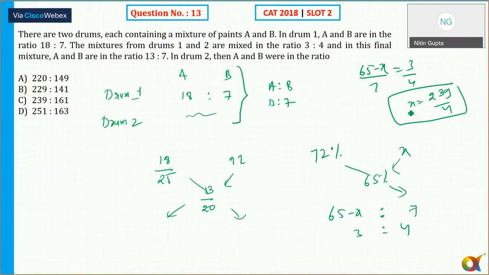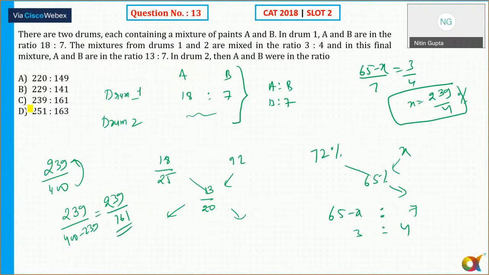So the question is, in drum 2, A and B were in which ratio? So 239/4, it is in percentage. So in drum 2 I have taken A, part A. So A is 239 out of 400. So what is B? A is 239 and B will be equal to 400 minus 239. So the answer is 239 upon 161. Or that is option number.